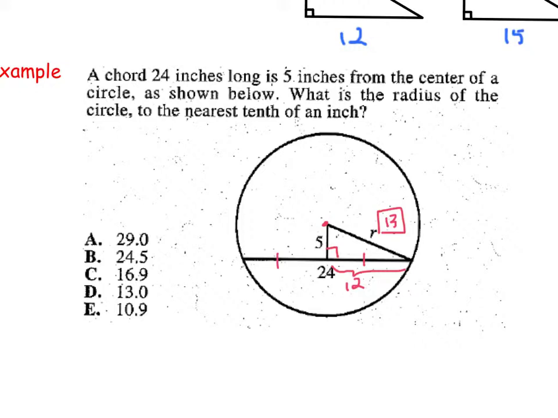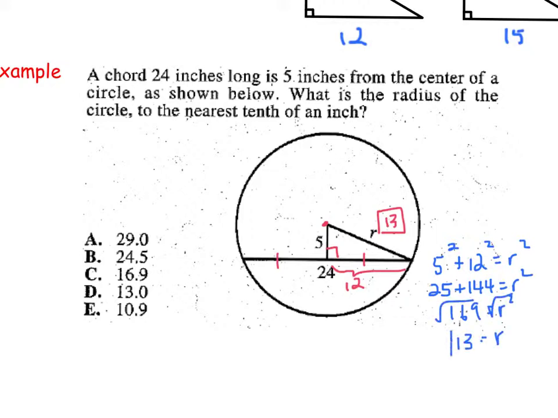If you're not 100% familiar with the triples, you can still do this by doing the Pythagorean Theorem. So that would look like 5 squared plus 12 squared equals r squared. This would give me 25 plus 144 equals r squared. 169 equals r squared. And then I can square root it. Either way, you get the answer D, 13. It's just a little bit quicker just to know your triples.